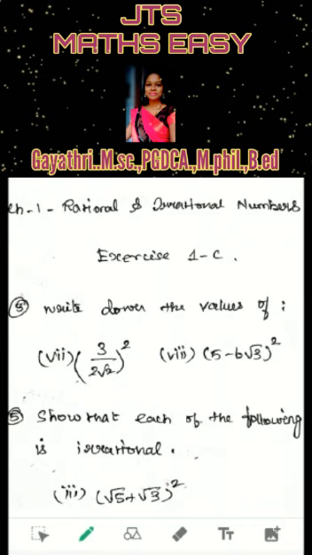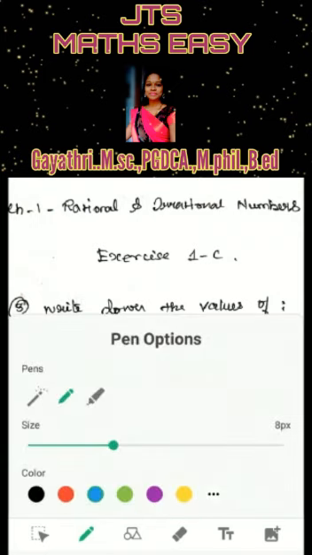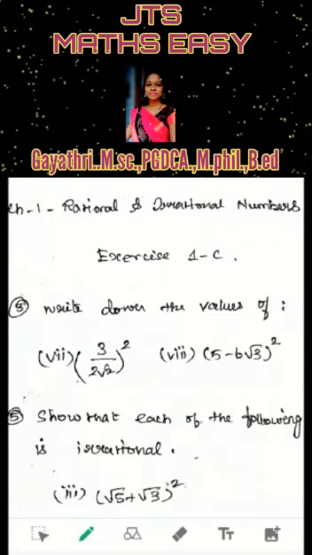Write down the values of (3 divided by 2√2) the whole square. And the second problem, (5 minus 6√3) the whole square. And the next one, show that each of the following is irrational. So in the first problem, you are just going to find the values of the given numbers, that's all. But in your second problem, you are going to show that each of the following is irrational, which means that the following number is irrational. We are going to prove that.